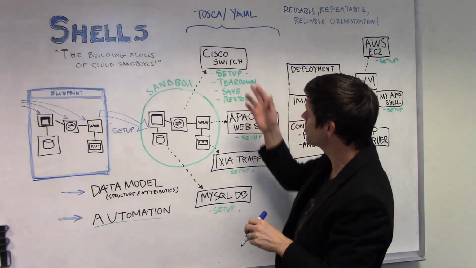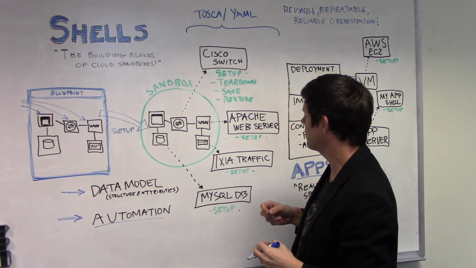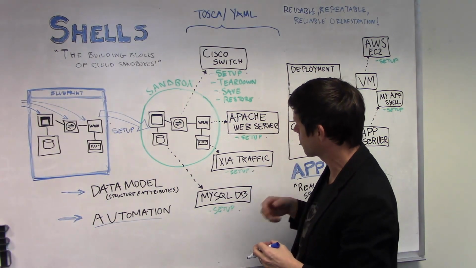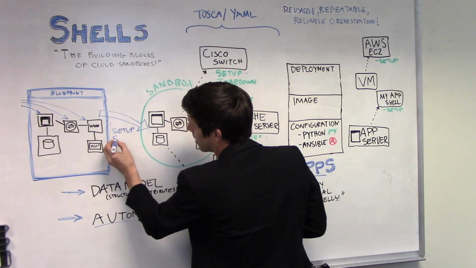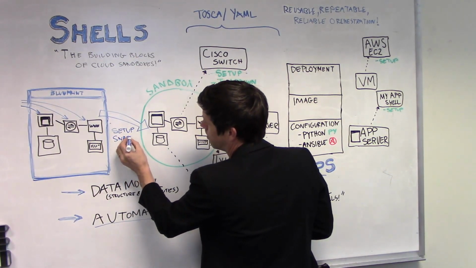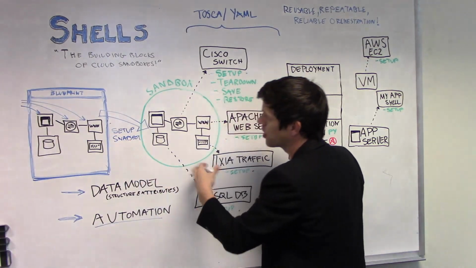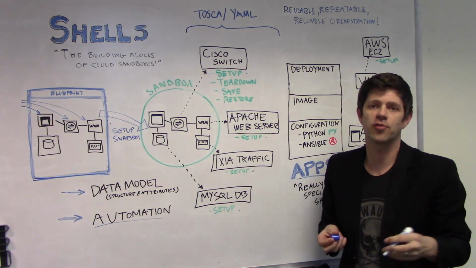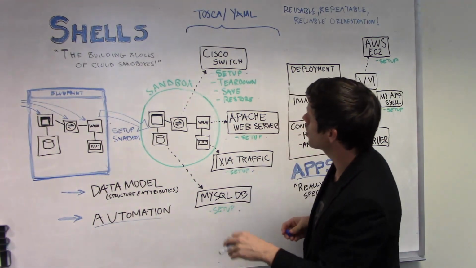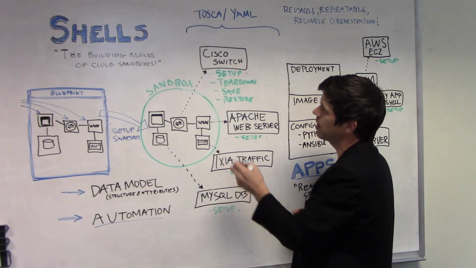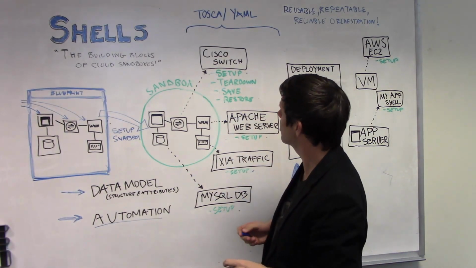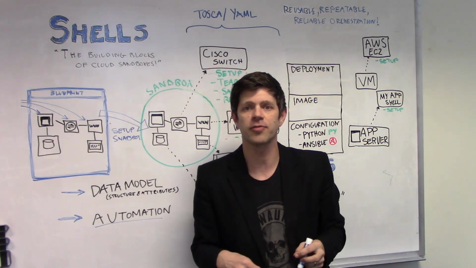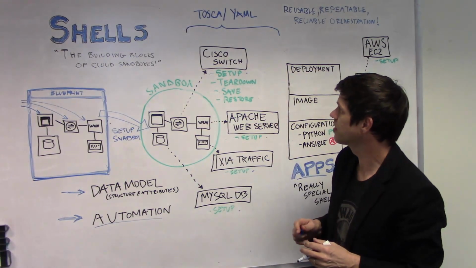Now, a Cisco switch is going to be initialized and set up differently than an Apache web server or a MySQL database. Similarly, if we want to snapshot our entire sandbox and save it so we can restore it at a later time, we're going to call the save automation and command for all of the resources in that sandbox.